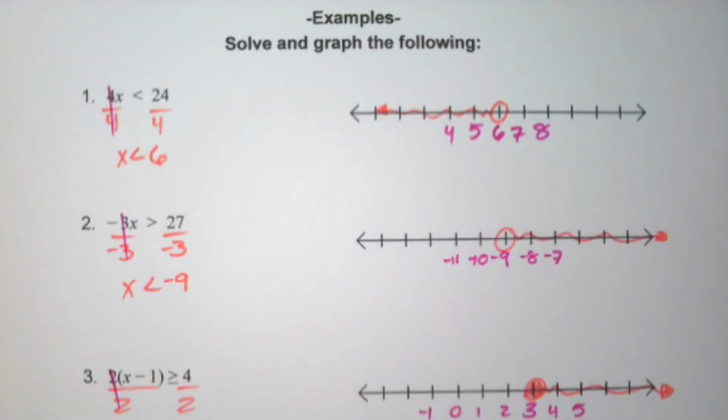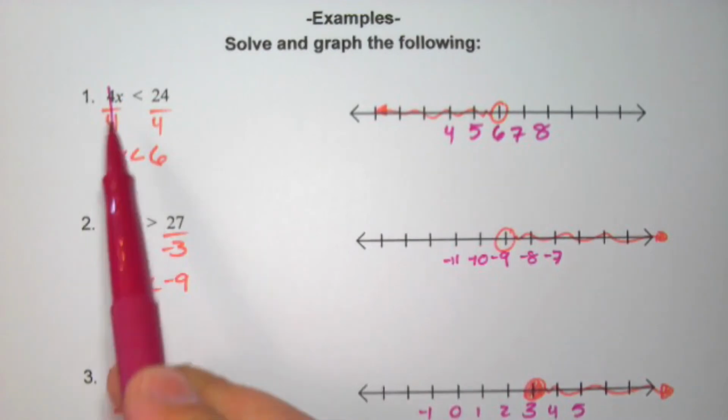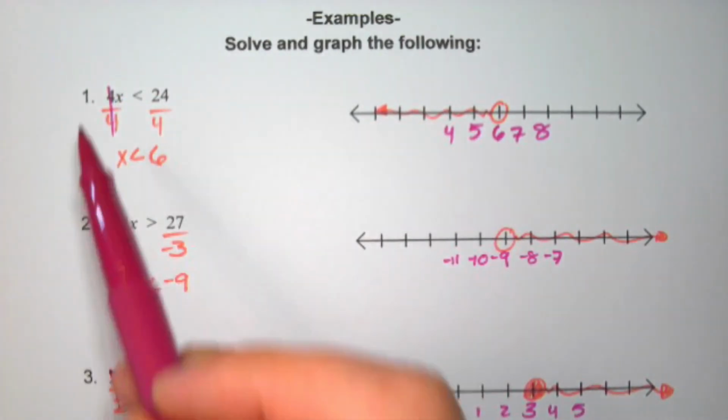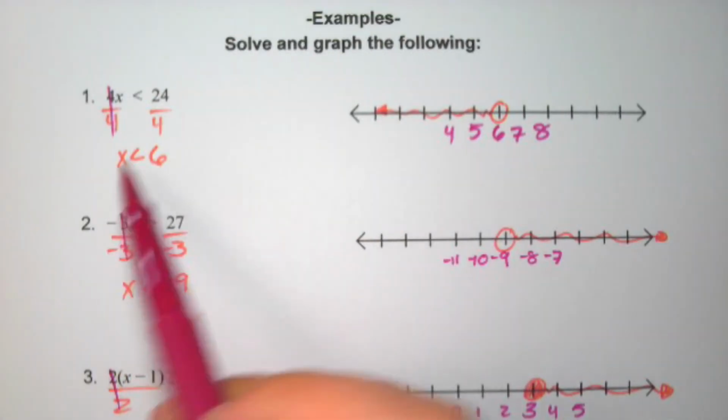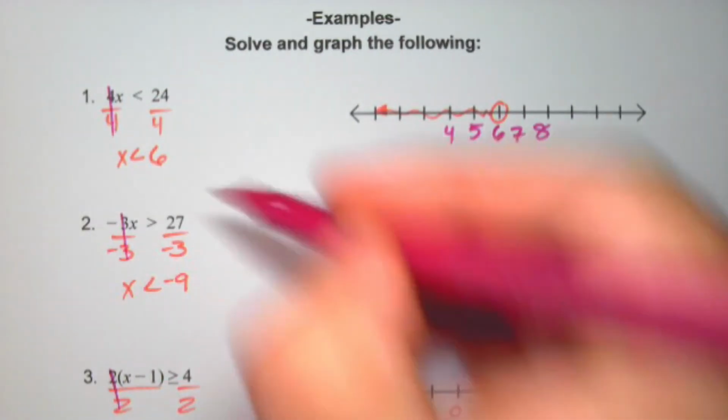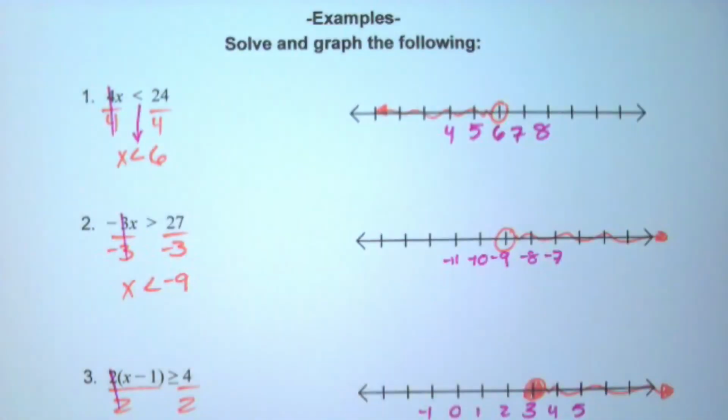Hopefully you gave it a pause, gave these 4 examples a good shot, that way you can see what's already sticking, what's not. Now for the first 3, straightforward, we are just solving. So for the first one, we need to divide on both sides. The 4's cancel, leaving just the x. 24 divided by 4 is 6. And although we divided, it wasn't by a negative, so that symbol stayed the same.